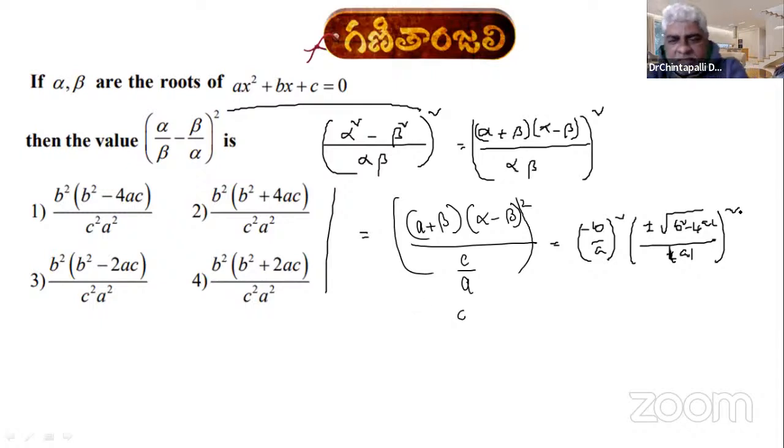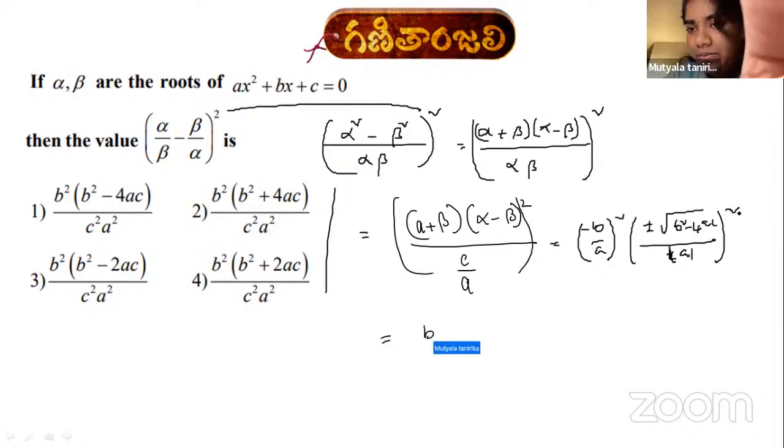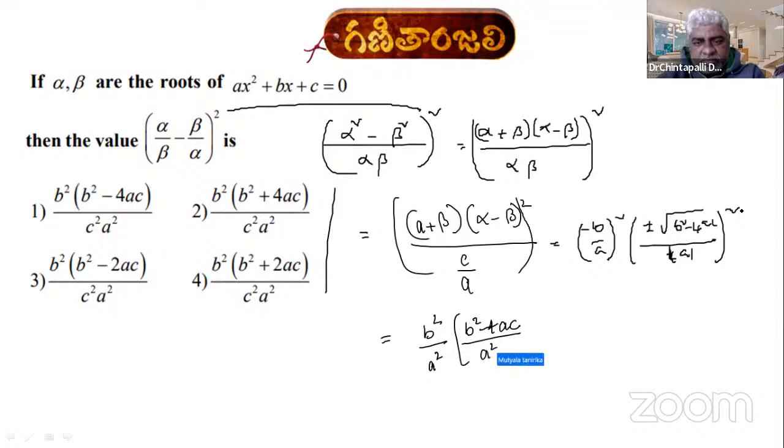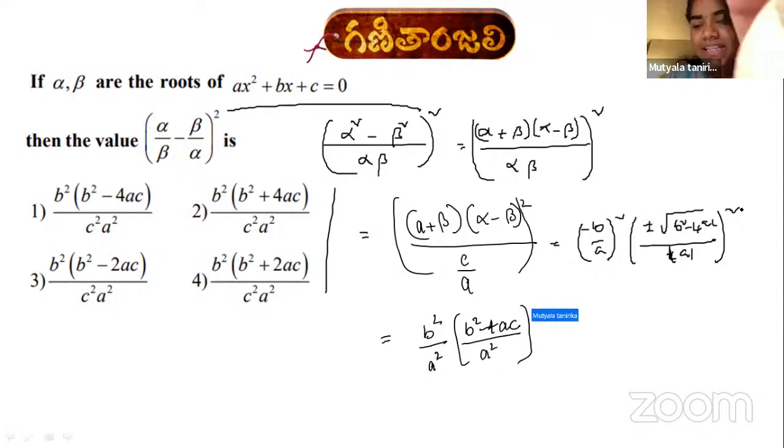Now, b square by a square. So the root square and plus or minus cancels. Yes, so it will be b square minus 4ac, by a square. That's it. Option.